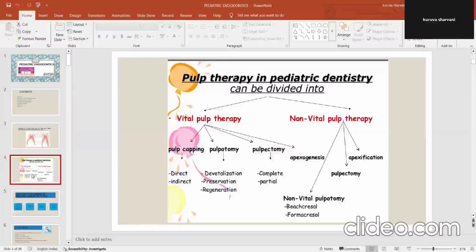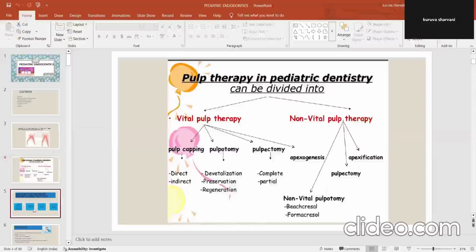These are the broad categories that we divide pediatric endodontics into, that is vital and non-vital. Coming to vital, which includes pulpotomy, direct pulp capping and indirect pulp capping. Coming to non-vital, it includes pulpectomy, apexification and apexogenesis.